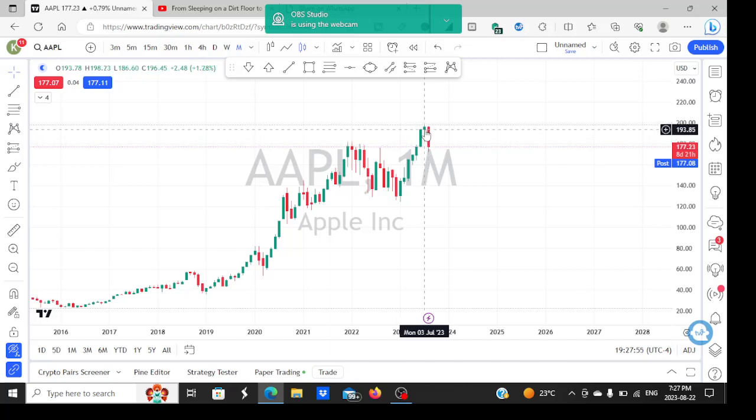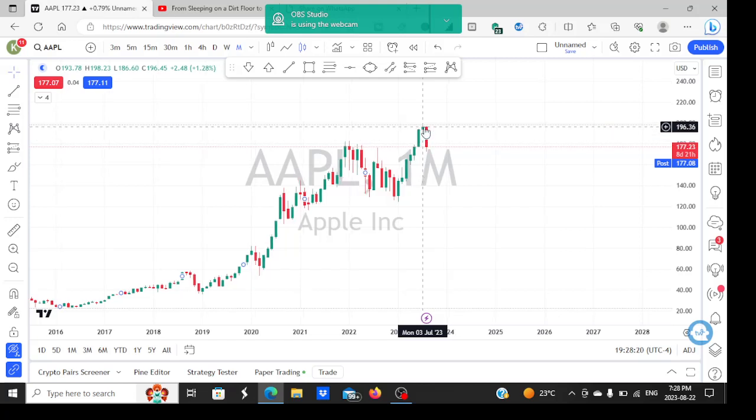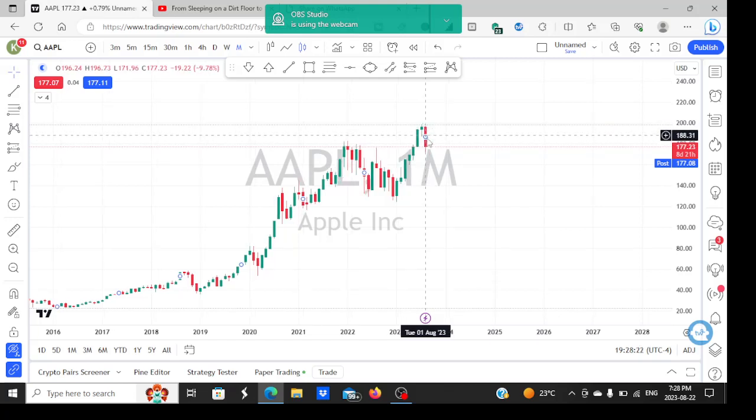If you look at the prior months, you can see that December, January, February, March, April, May, June, those are all up months. And then in July is when we had an indecision candle, and then things changed in August.